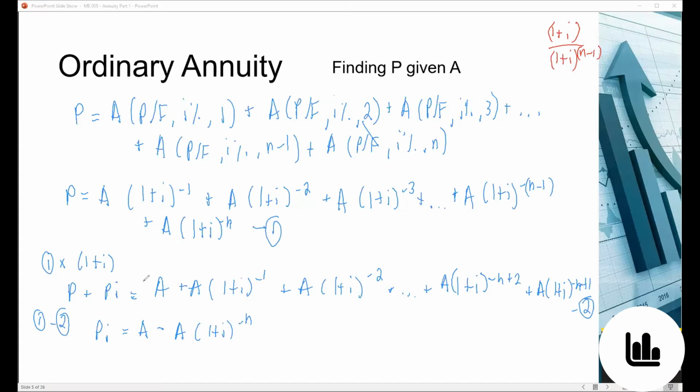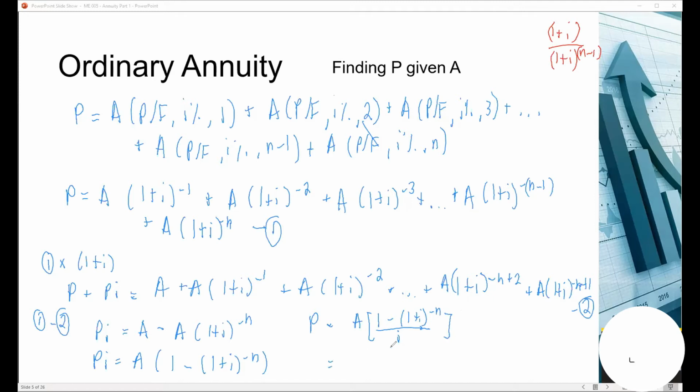Okay? If we solve for P, okay, PI is equal to A, tapos 1 minus 1 plus I raised to negative n. Tama? And then, kapag nilipat natin si I, we'll solve for P, we will have A divided by I, tapos 1 minus 1 plus I raised to negative n. Yan.